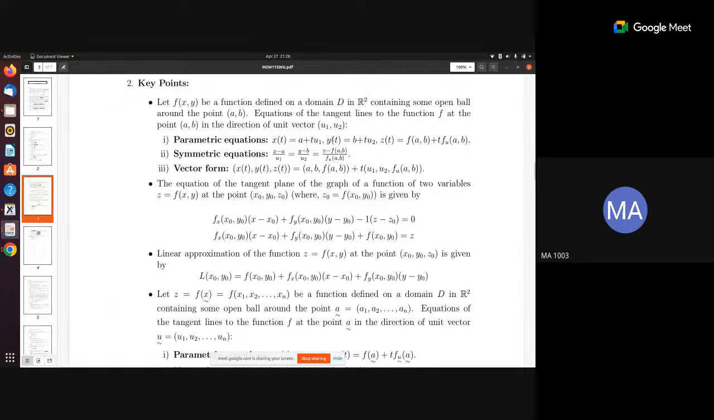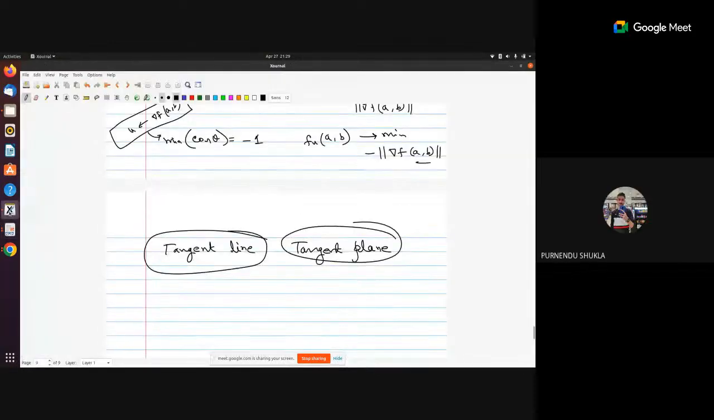So first one is the parametric equation, right? In the parametric equation, we consider a parameter, and along that parameter we write the equation of the straight line. So the tangent line is a straight line in three-dimensional space, right? So we cannot give it directly using only one equation. At least two equations are needed, correct? Are you getting what I am saying, sir? Because I am not getting it, sir.